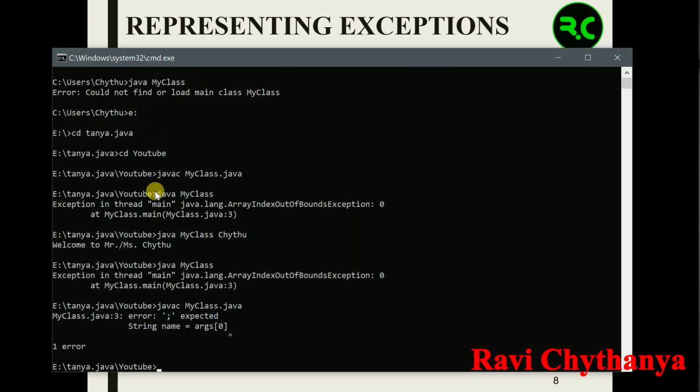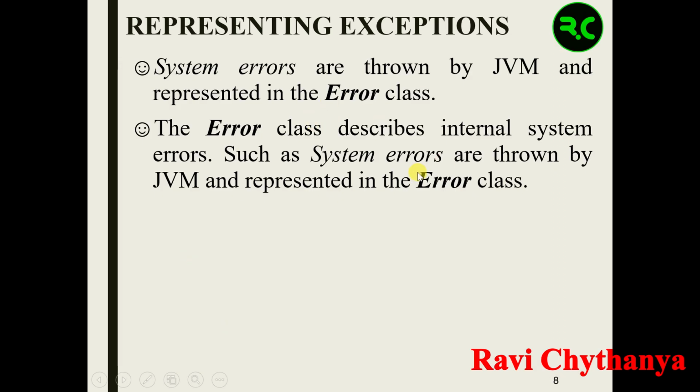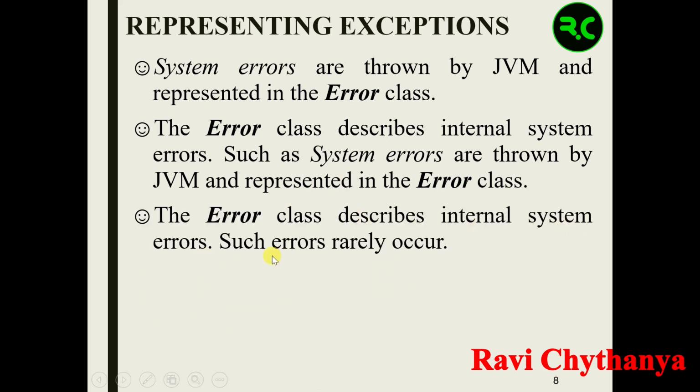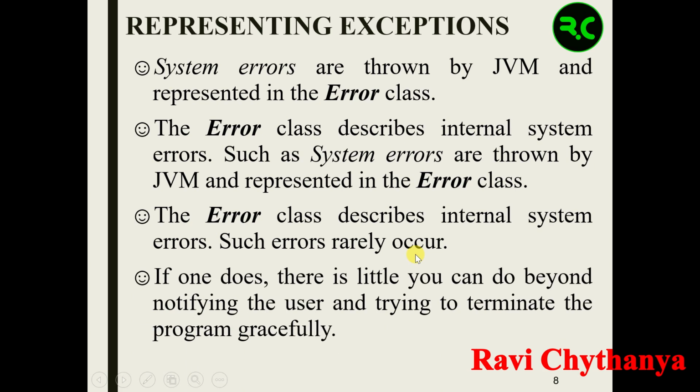Look, the error class. So these are the system errors thrown by the Java Virtual Machine. And the error class describes internal system errors. Such errors rarely occur. And if one does, there is little you can do beyond notifying the user and trying to terminate the program gracefully. When an internal system error occurs, you need to handle that and notify the user that an internal system error has occurred, and you need to terminate the program peacefully.